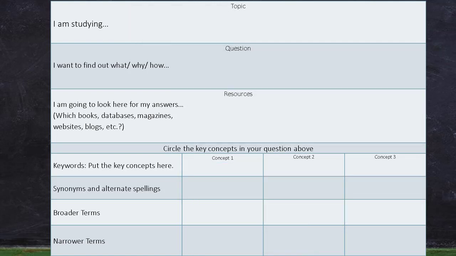So we have an idea of what information we're looking for, what types of resources we need, and the terms we'll use to search for information on our topic. We'll get searching in the next video.